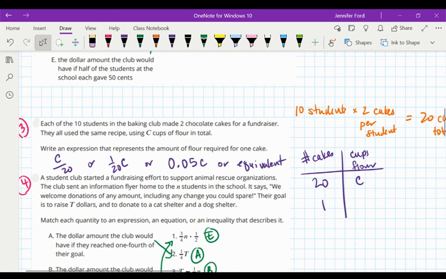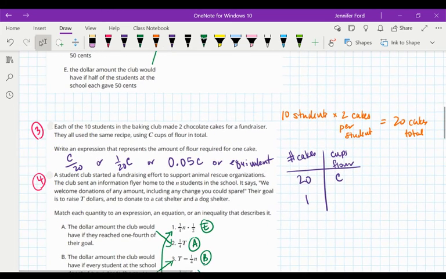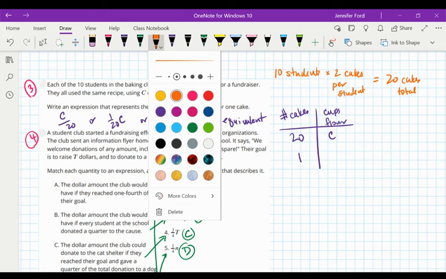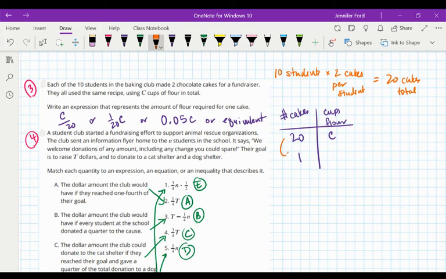Number 3 is a little bit of an open-ended question. This is my work here. 10 students, each of them makes 2 cakes. They're making 20 cakes total. That's C cups of flour. And then remember, if we're finding unit rates, this is a unit rate type problem because I want to know how much per one. If I make a little table and divide both sides by the same amount, like scaling it down by the same amount, C divided by 20.